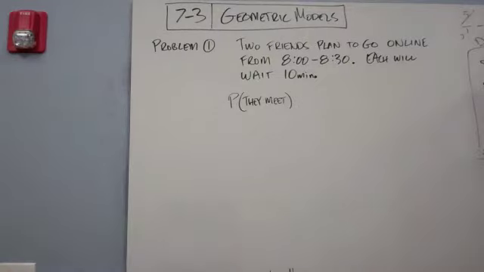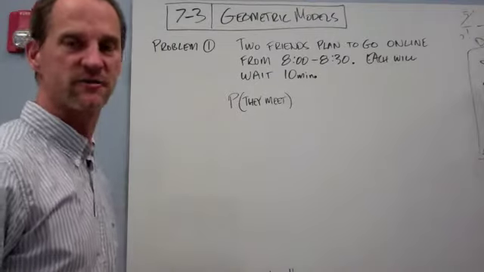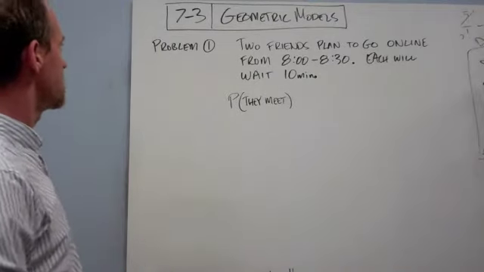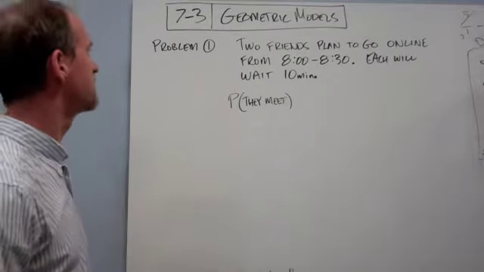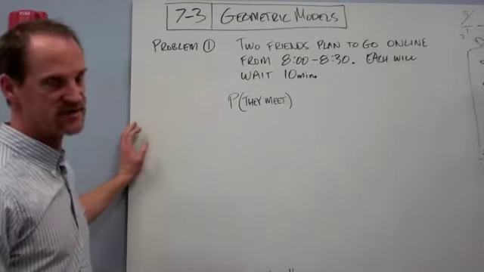Hey there everyone, we are going to do 7-3 today. We're talking about geometric models for probability. So this is the sample problem from our text, but I'm going to do it slightly differently. I think that my method is much better.